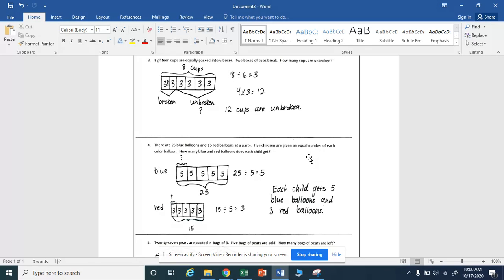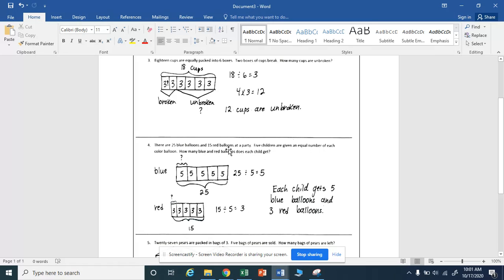So it says, first of all, there are 25 blue balloons, which we know already, and there are 15 red balloons. 5 children are given an equal number of each. Okay, so we're going to start with our tape diagram. Let's first separate them. We're going to start with the blue balloons. How many do we know? We know we have 25.